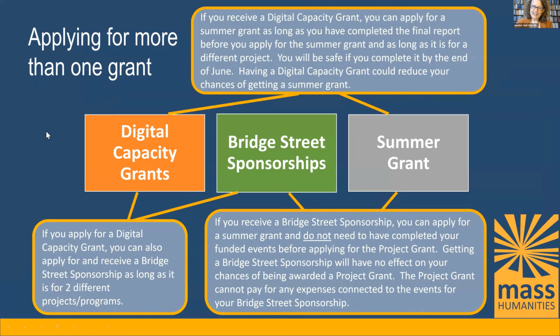If you were thinking that you might want to apply for more than one of these grants, I just want to clarify how that works. You can apply for a digital capacity grant and a Bridge Street sponsorship, as long as it's for two different projects. If you're thinking about applying for a digital capacity grant, but you might also want to apply for a summer grant, you can do that again as long as it is for two different projects.